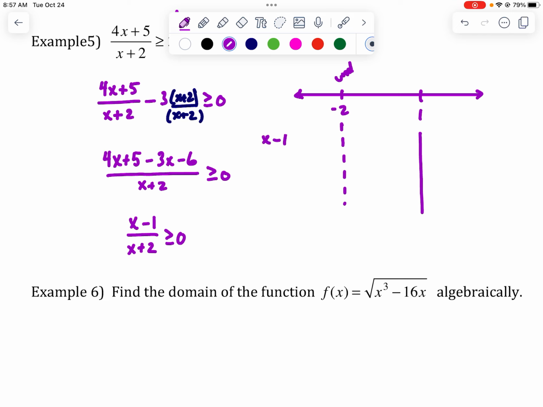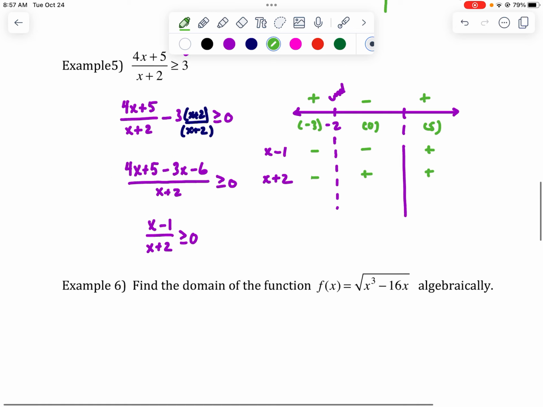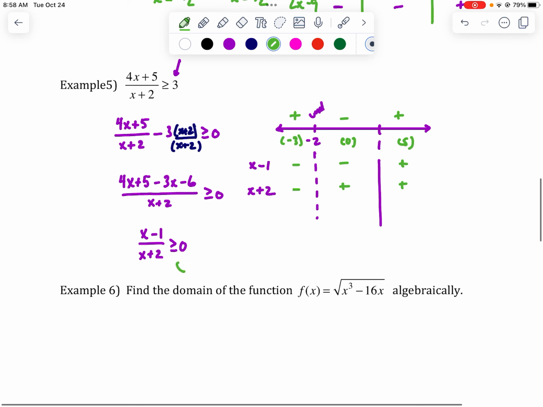Okay, so I got x minus 1, x plus 2. So we could pick like negative 3, and 0, and 5. So negative 3 minus 1 is negative. Negative 3 plus 2 is negative, so that'd be positive. Negative, positive, negative. Plugging in 5, they're both going to be positive, so positive. And so I wanted to know when it was greater than, so positive, or equal to 0.